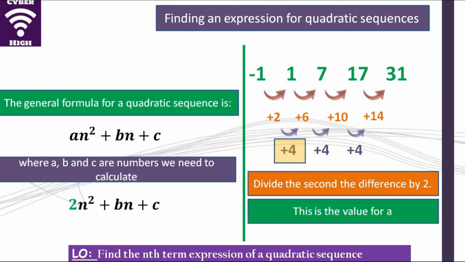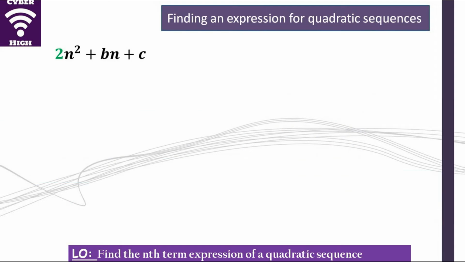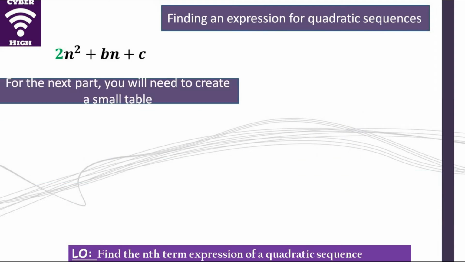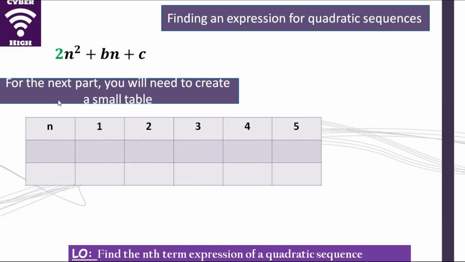How can we calculate that? Let's see. So for the first part, we found a. Now, to find b and c, we need to make a table of values. A table of values is going to be having our positions, which is n. So the first position, second to the fifth. Then we are going to fill in the terms of our sequence. So for the first position, we have -1, we have 1, 7, 17, and 31. We are now going to take this 2n squared and bring it down here.